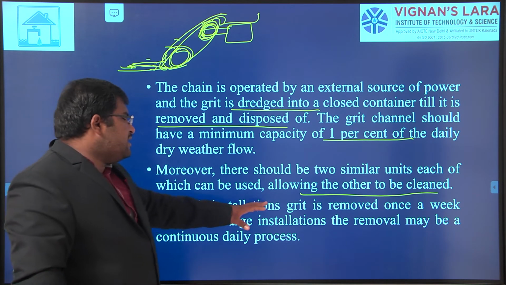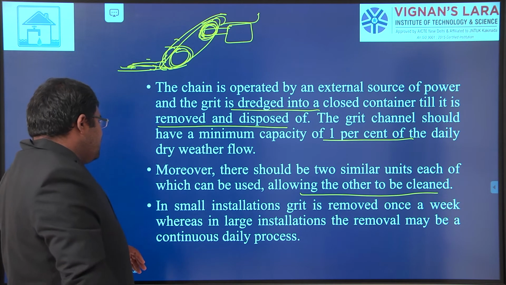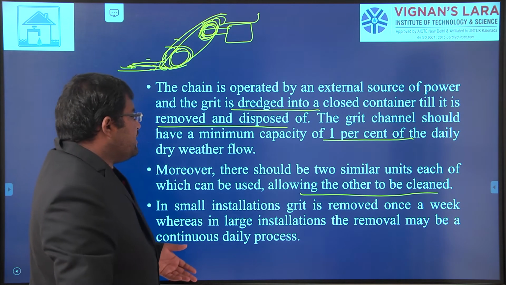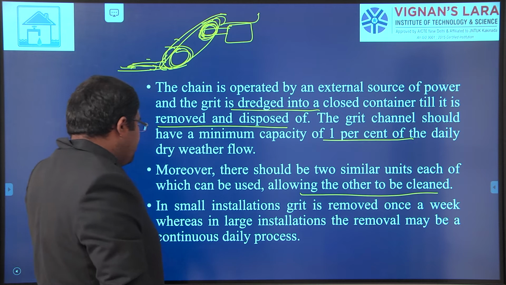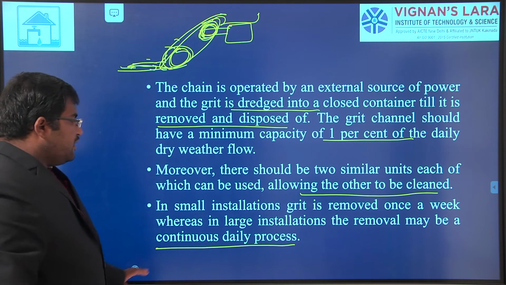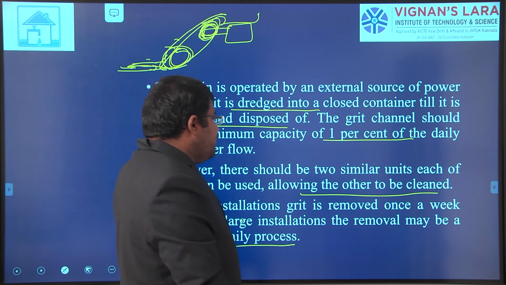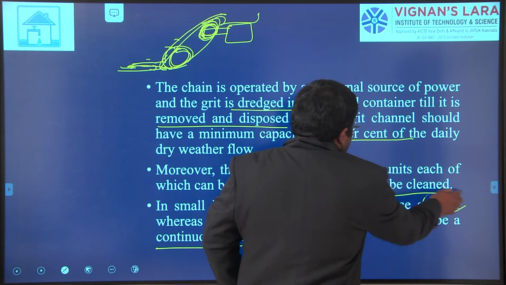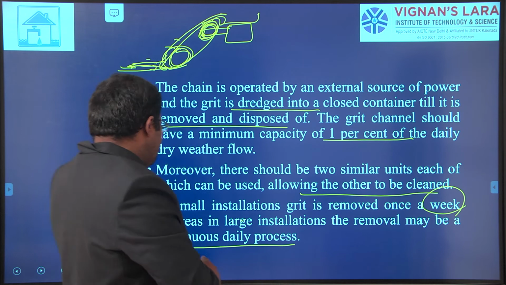In small installations, grit is removed once in a week, whereas in large installations it may be removed continuously, as a daily process. Grit will be removed daily in large units; if it is a small unit, we clean it once a week.